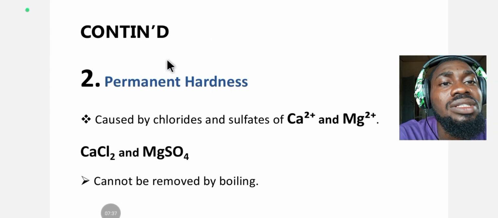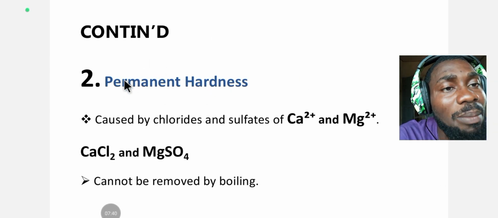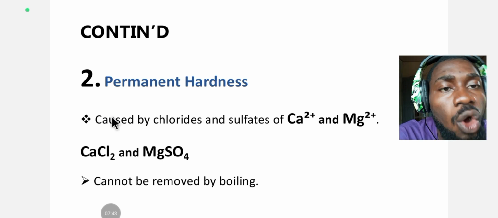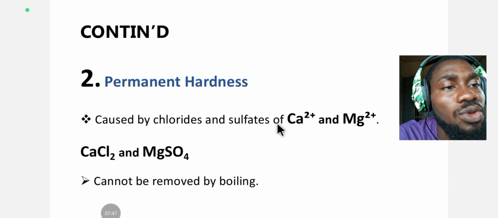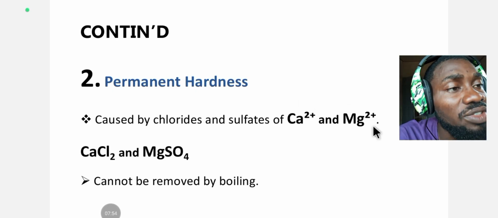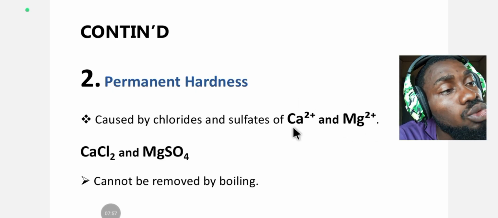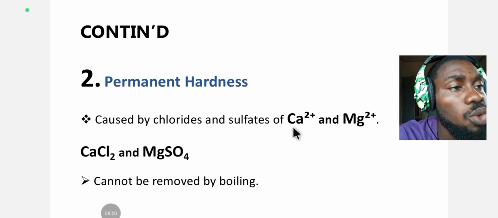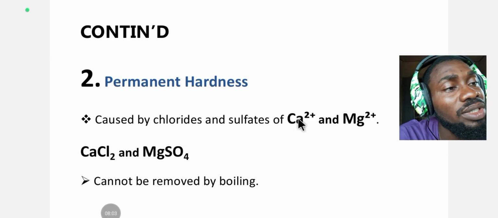Moving on. The second type of hardness of water is permanent hardness, and it is caused by chlorides and sulfates of the same calcium 2+ ion and magnesium 2+ ion. Like I said before, both of these ions are constant. They are the root cause of hardness of water. So whether permanent or temporary, they are constant.